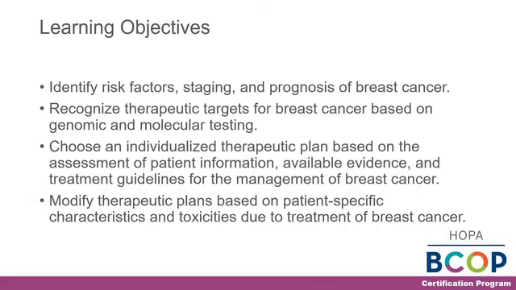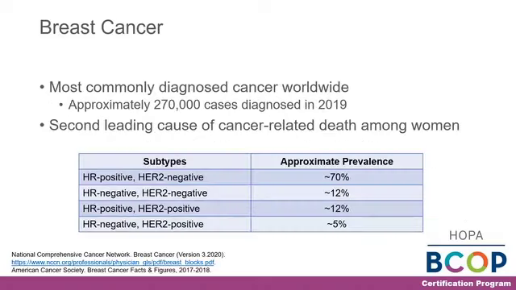The objectives of this presentation are to identify risk factors, staging, and prognosis of breast cancer; recognize the therapeutic targets for breast cancer based on different types of testing; choose an individualized therapeutic plan based on the assessment of patient information, available evidence, and treatment guidelines for the management of breast cancer; and lastly, modify treatment plans based on patient-specific characteristics and toxicities due to treatment of breast cancer. The overall goal is to give a high-level overview of the treatment of breast cancer.